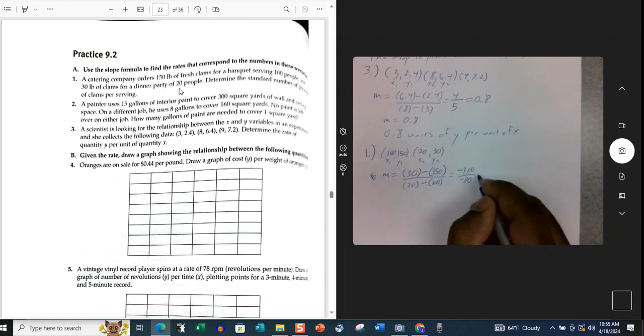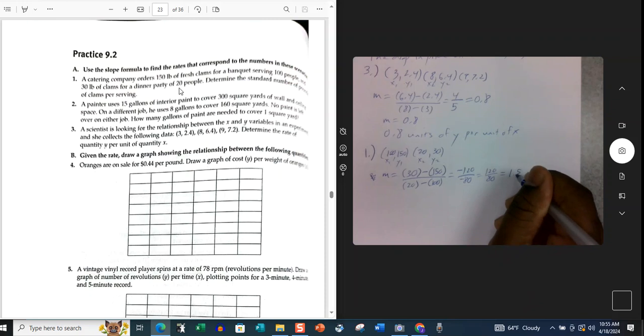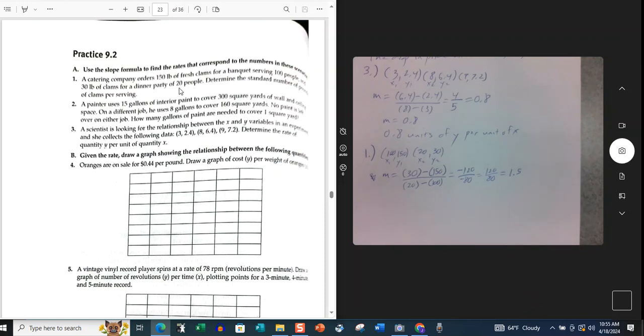Now, negative divided by negative is positive, and then you have 120 over 80, which will give you 1.5. You can put that in your calculator, or you can use the division that we used in those past lessons that we've had. So now we have to write out a solution here as far as the number sentence.